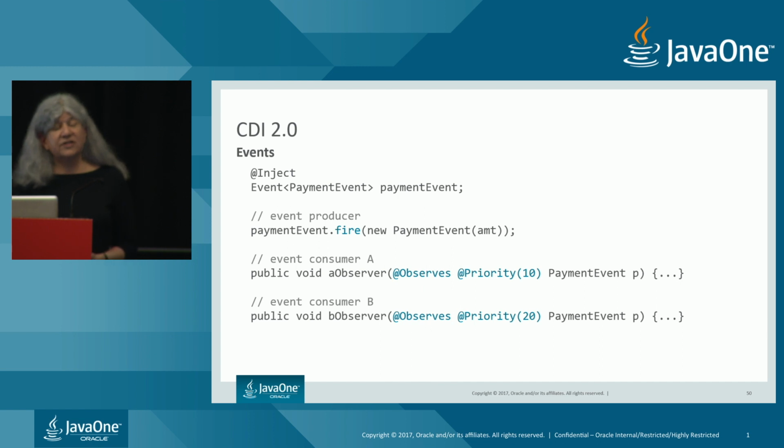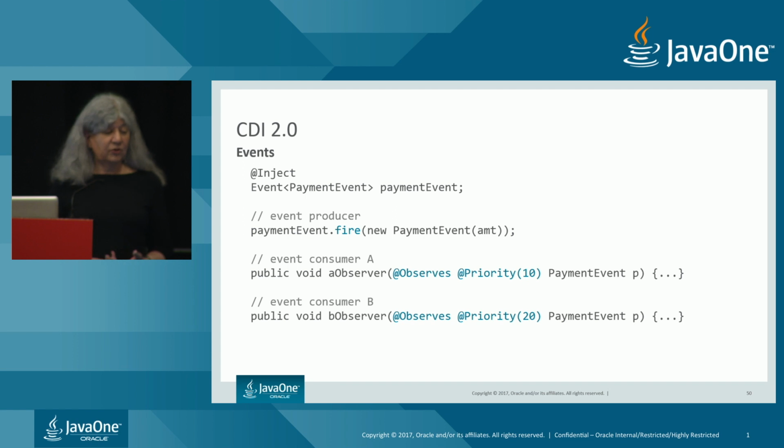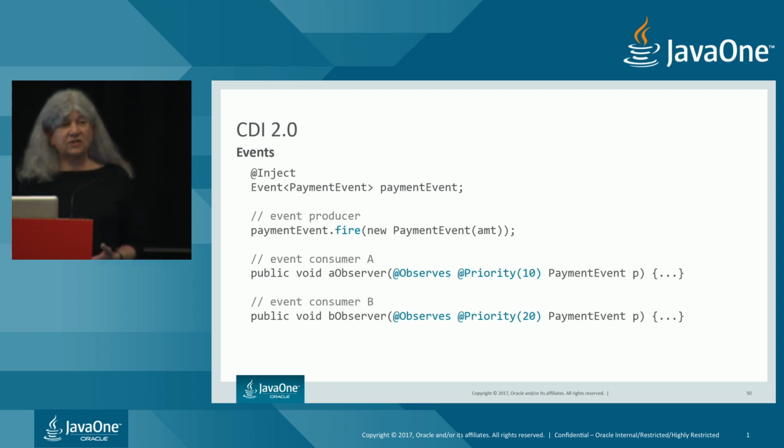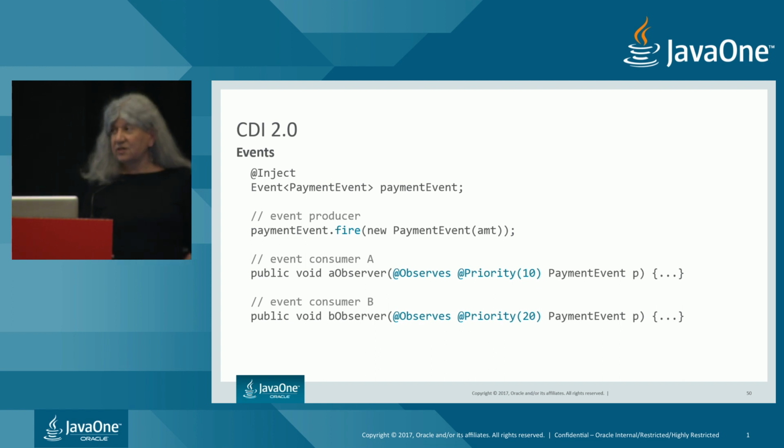In CDI 2.0, CDI made two improvements here. First of all, it gives you the ability to order synchronous events using the priority annotation. So priority is an annotation in common annotations. It didn't used to apply to parameters. We updated the common annotations with an MR so that you could do this. And now you can order your observers so that you know when an observer triggers. If you want to leverage what was done in that observer, you have this determinism.